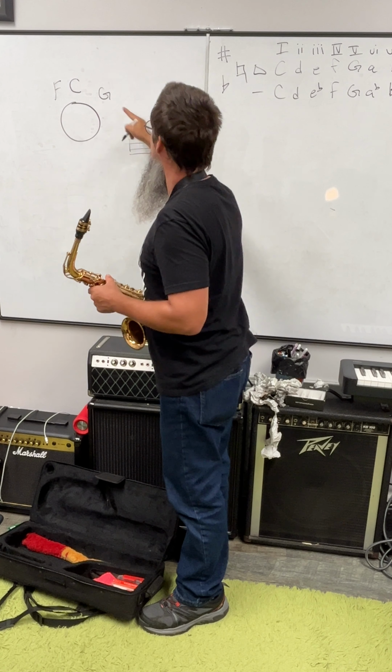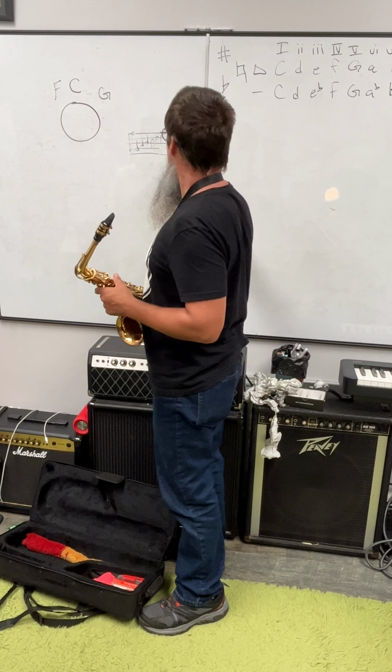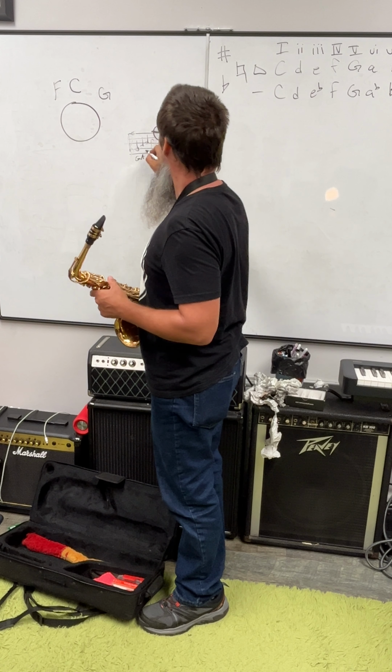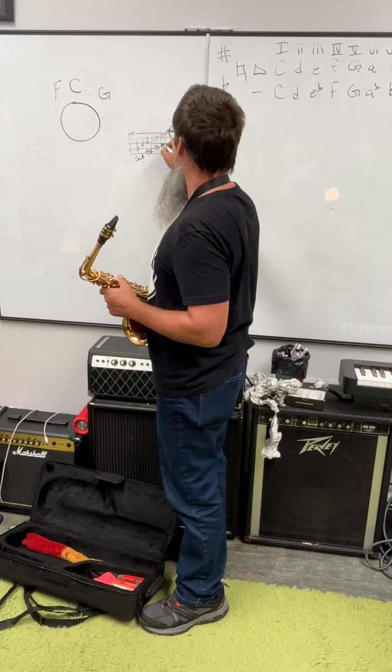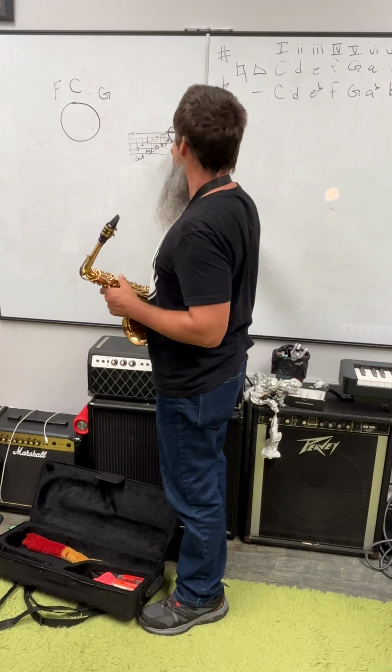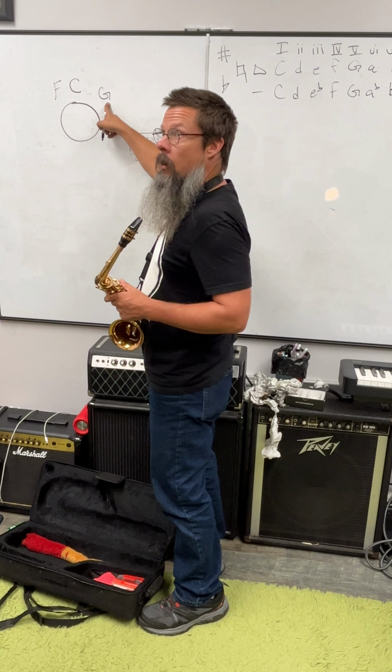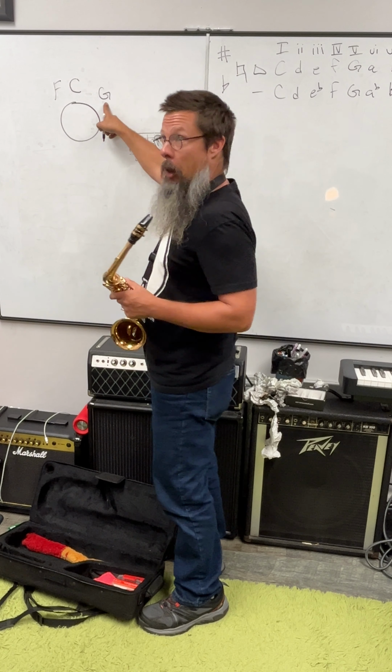What was that? G, A, C? Yeah, so we've got G, and then A, B, C, D, E, F sharp, and G. Why F sharp? Because it's G. There's one sharp in the key of G. And how do you know? Because C has none.